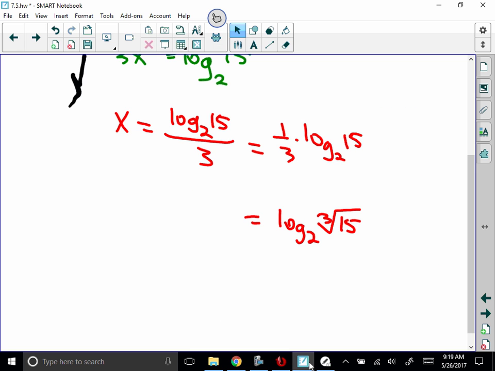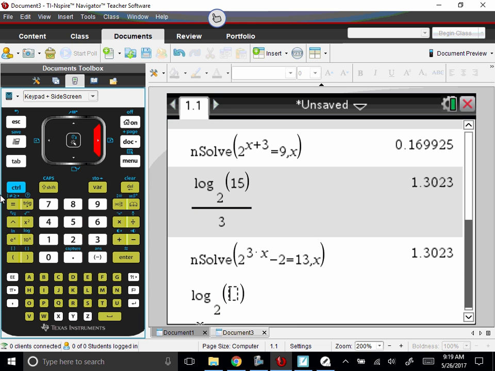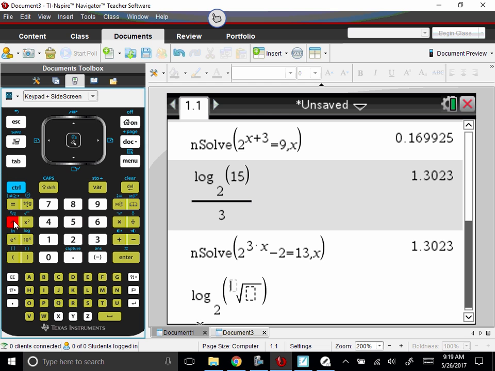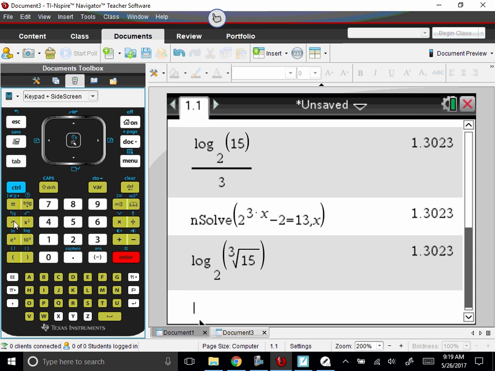Okay. Anyway. I was going to confirm that that's all the same thing on the calculator, so here we go. The log base 2 of the third root of 15, there it is. All the same thing. Do you see what I'm saying there? You got to be able to identify those things in different situations.